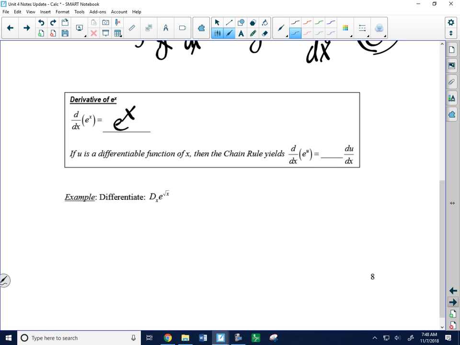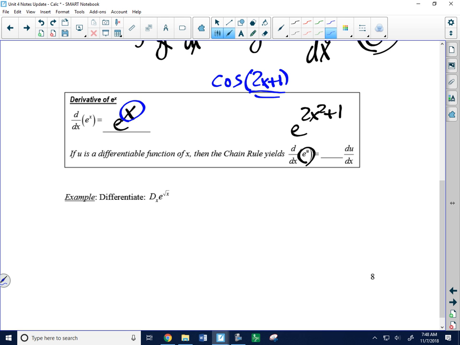If it's not e to the x but e to the u, it means u is something else. It could be something like e to the 2x squared plus 1. This implies you need the chain rule. Normally with the chain rule, the inside is something other than x. For exponentials, it's a little bit of a change: if the exponent is anything but x, then you'll need the chain rule.